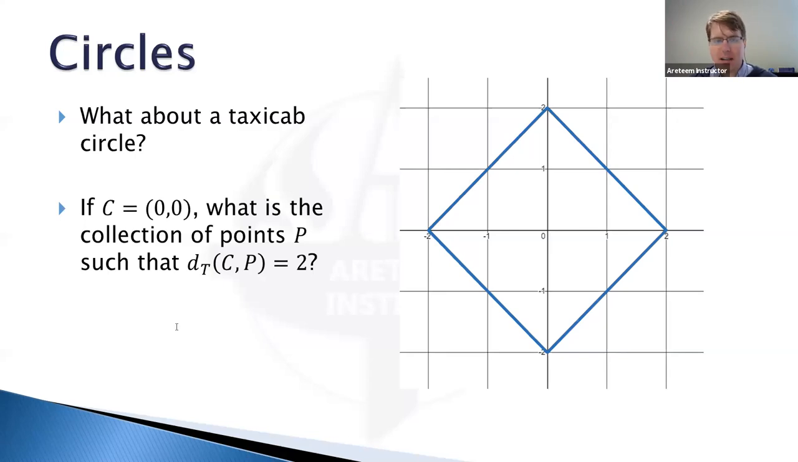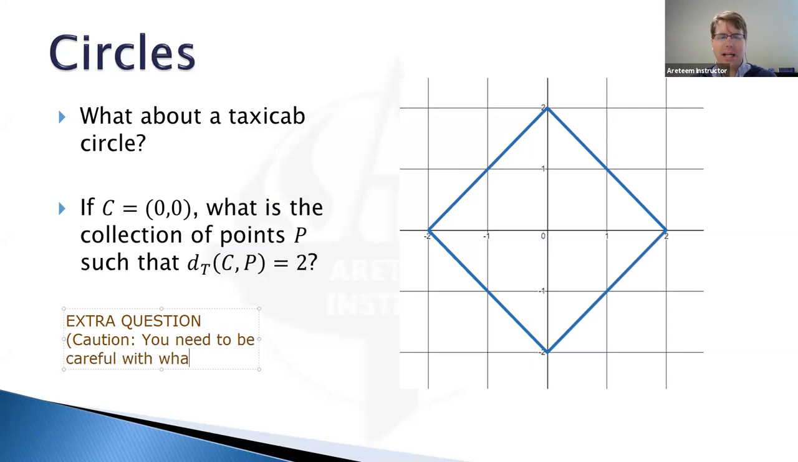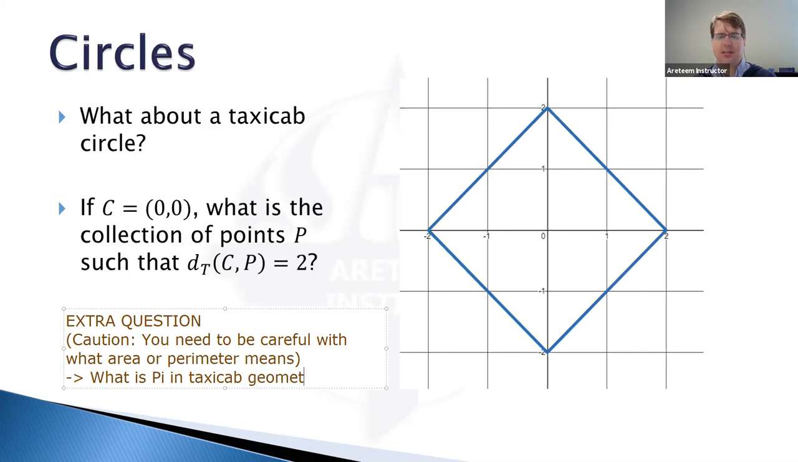Now, an interesting question you can think about here, though I don't want to talk about it much right now. So, extra question, and I want to put a caution with this: you need to be careful with what area or perimeter means. But the common question you'll see at this point is, what is pi in taxicab geometry? I don't want to talk about this right now. This is actually more confusing than you may think, but it's an extra question you can think about a little bit and keep in mind for later. So everybody 100% good with our taxicab circle here?